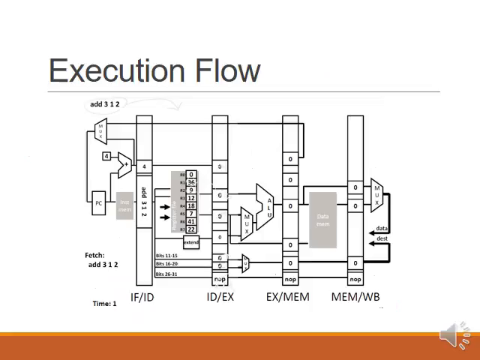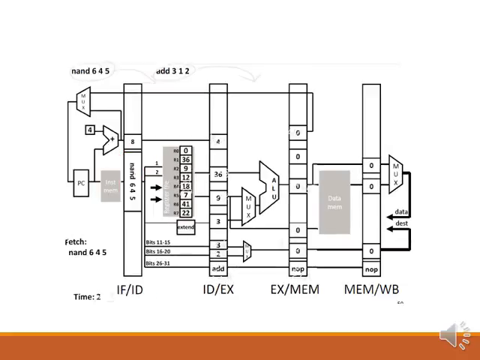With its values, the instruction will be fetched from the instruction memory, and then it will be stored in the register over here, which is called the instruction fetch instruction decode register. In the second stage, this register will pass the values to the instruction decode stage. Over here, the instruction registers are selected from the register file and then stored into the instruction decode execute registers.